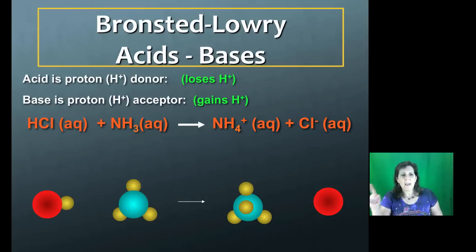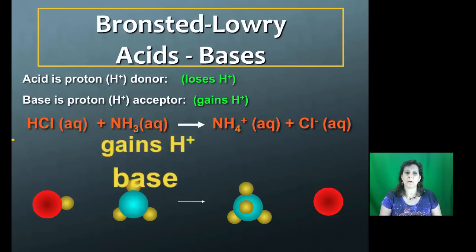We started out with an HCl, but on this side we have just the Cl by itself. What happened to the HCl? It lost the H+ to become Cl-. Look at the NH3. It became NH4. 3 to 4 H's. You're right, it gained the H+. So NH3 gained an H, and HCl lost its H. Thus, we have a Bronsted-Lowry acid-base reaction.